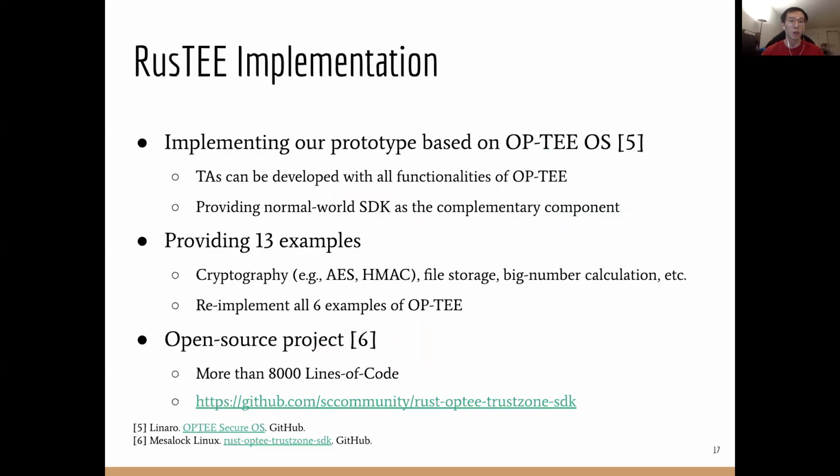We implemented a prototype of RusTEE based on the open source project OP-TEE. OP-TEE is a popular TrustZone trusted OS, and it already provides a C-based SDK for developing TAs. We applied all RusTEE designs onto the OP-TEE C-based SDK, and finally we built 13 Rust-based TAs for OP-TEE. Among these examples, 6 are mirrored versions of OP-TEE examples, and we use them to compare the performance between C and Rust. The other 7 examples show that RusTEE can support most mainstream TEE use cases, such as encryption and secure file storage.